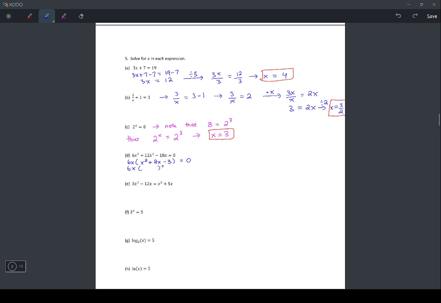So I'm going to try to factor this. There's many strategies for factoring. I'm going to use a product and sum method. I want numbers that multiply together to give negative 3, add together to give positive 2.